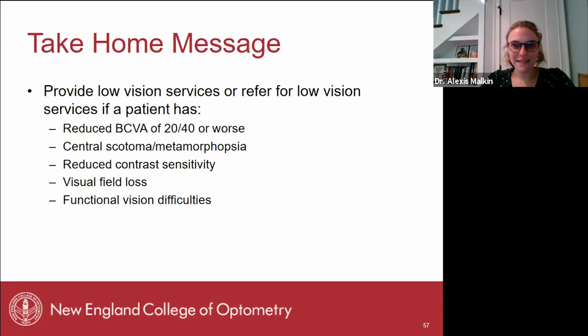So in the last couple of minutes, your take homes are, remember what the Academy of Ophthalmology says: provide or refer for low vision services if the patient has reduced best corrected vision of 20/40 or worse, central scotomas, reduced contrast or visual field loss, and most importantly, functional difficulties that they complain about.